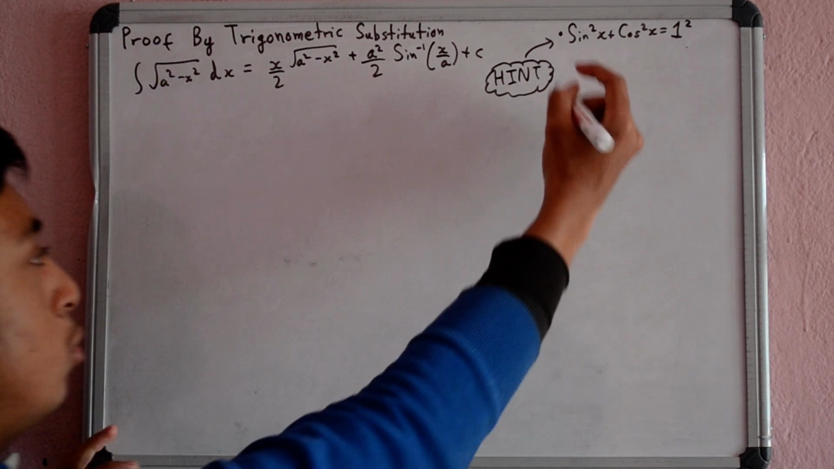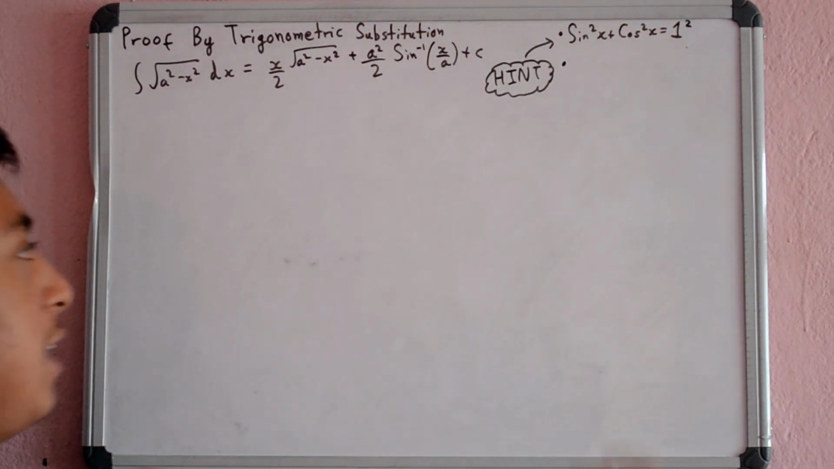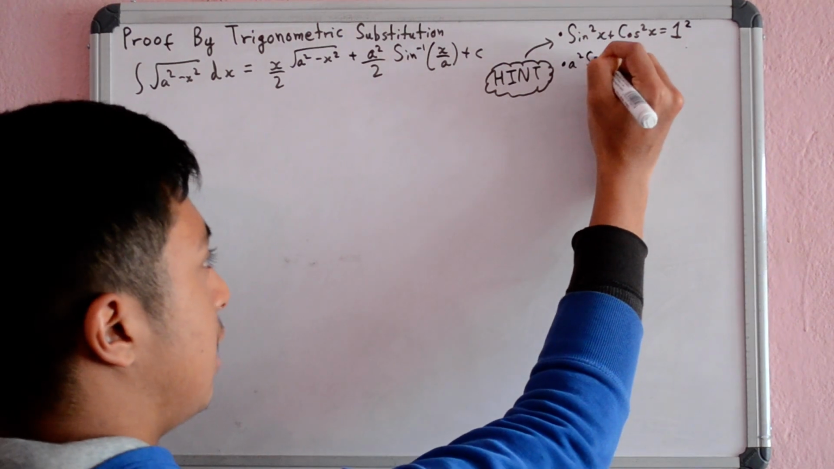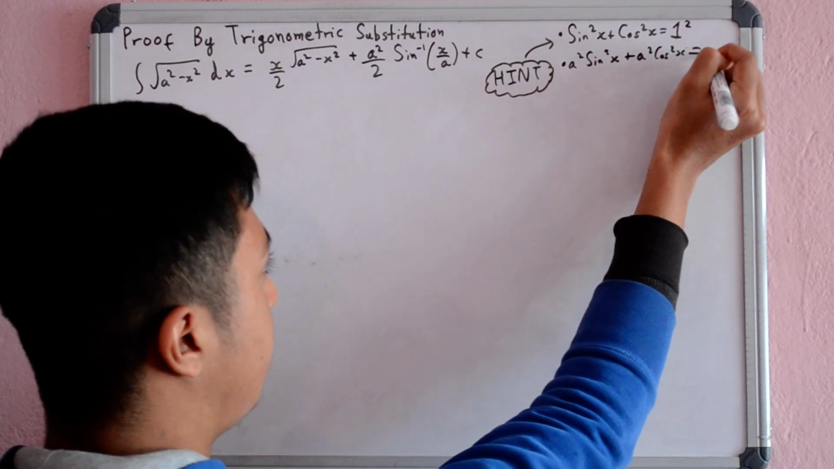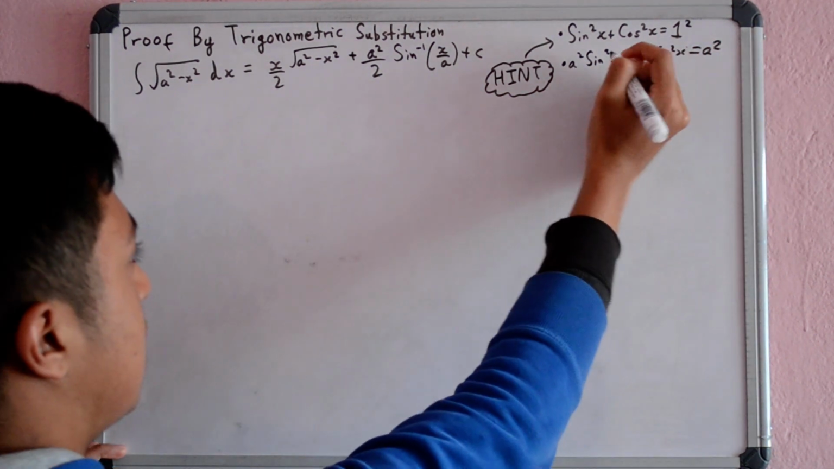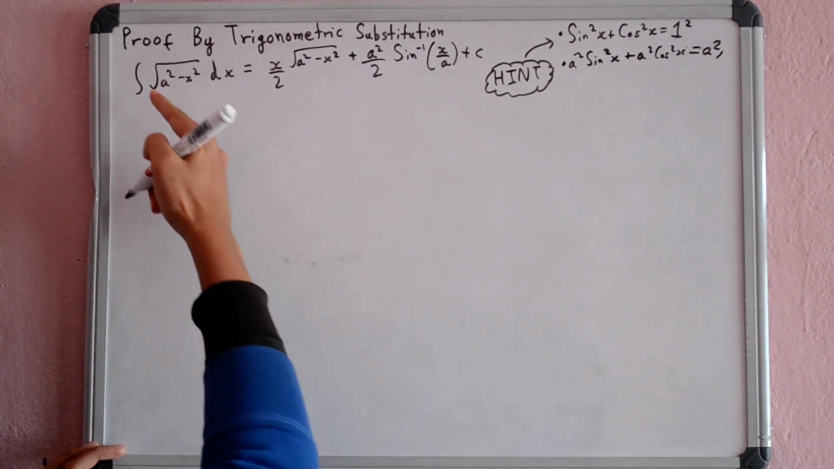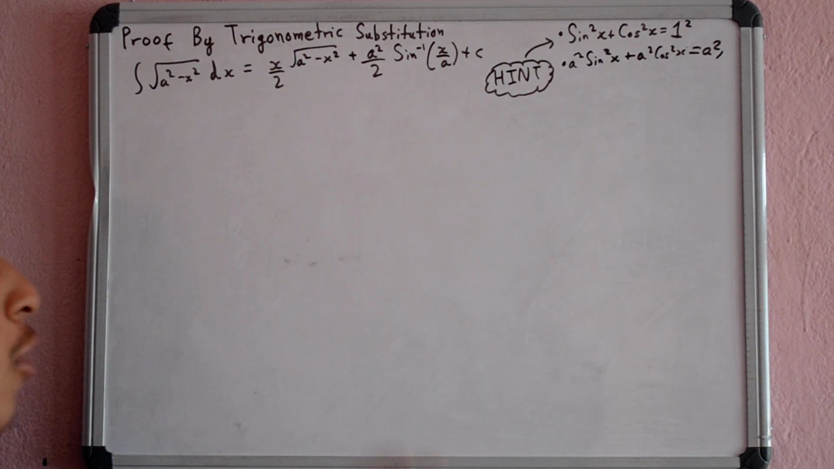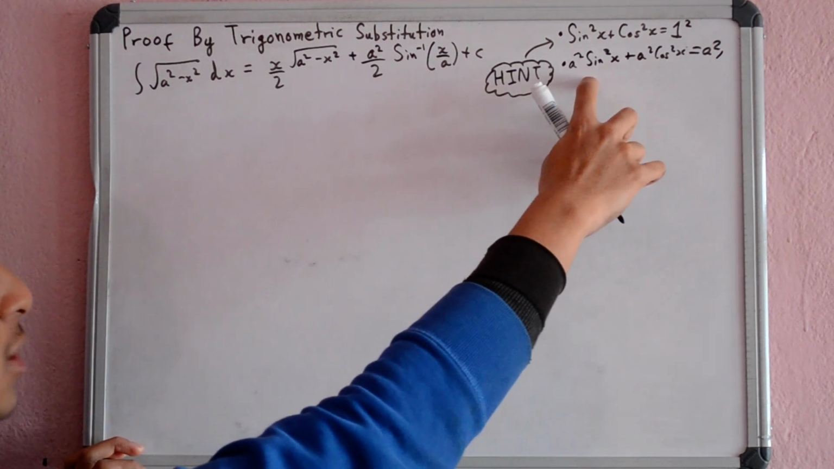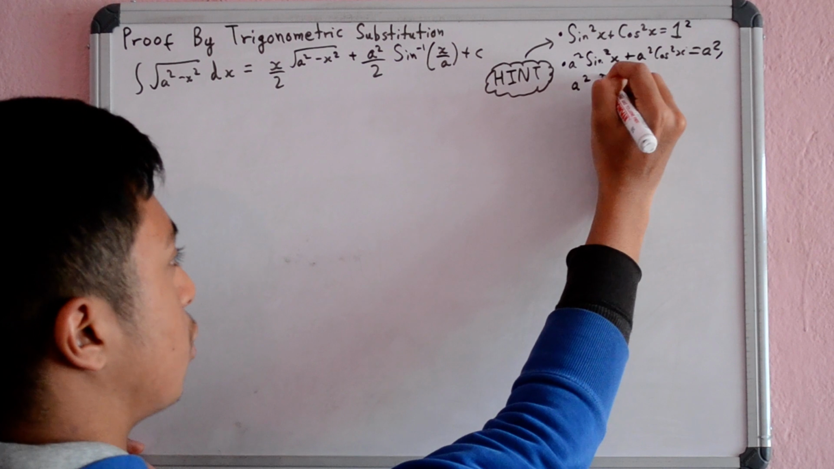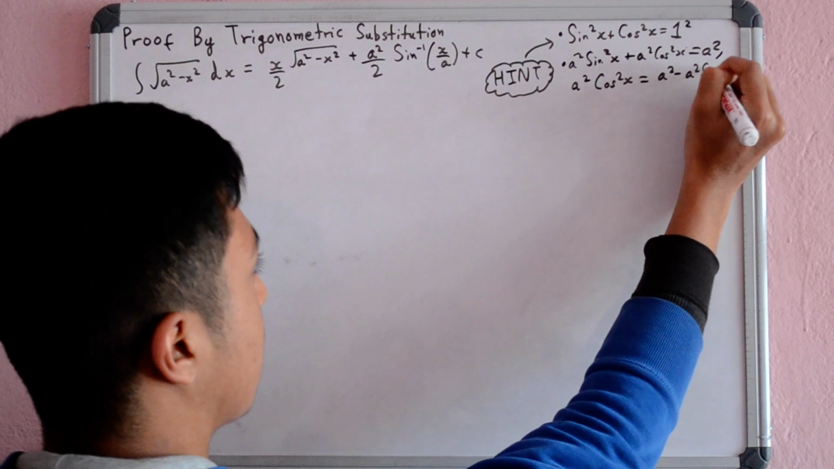In that case, what we have to do is simply multiply a square on both sides. So I'll just distribute it right away: a square sin square x plus a square cos square x equals a square, like this. Now from here we want a square minus x square, a function of x square. So let's put a square sin square x on the right hand side. So we get a square cos square x equals a square minus a square sin square x.